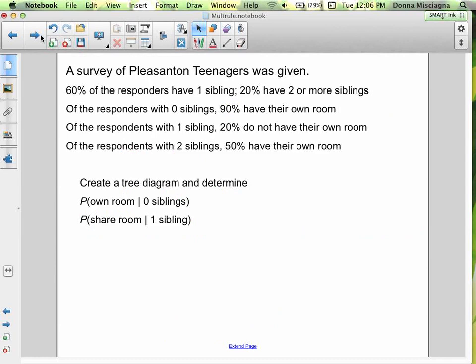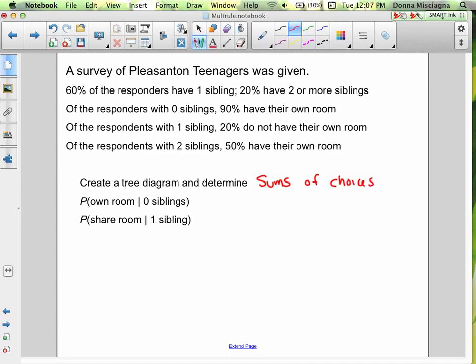Of the responders with 0 siblings, 90% have their own room. Of the responders with one sibling, 20% do not have their own room. And of the responders with 2 siblings, 50% have their own room. I'm going to write these as decimals, because that makes a little more sense than percents. And remember, the sums of choices on any branch have to add to 1.